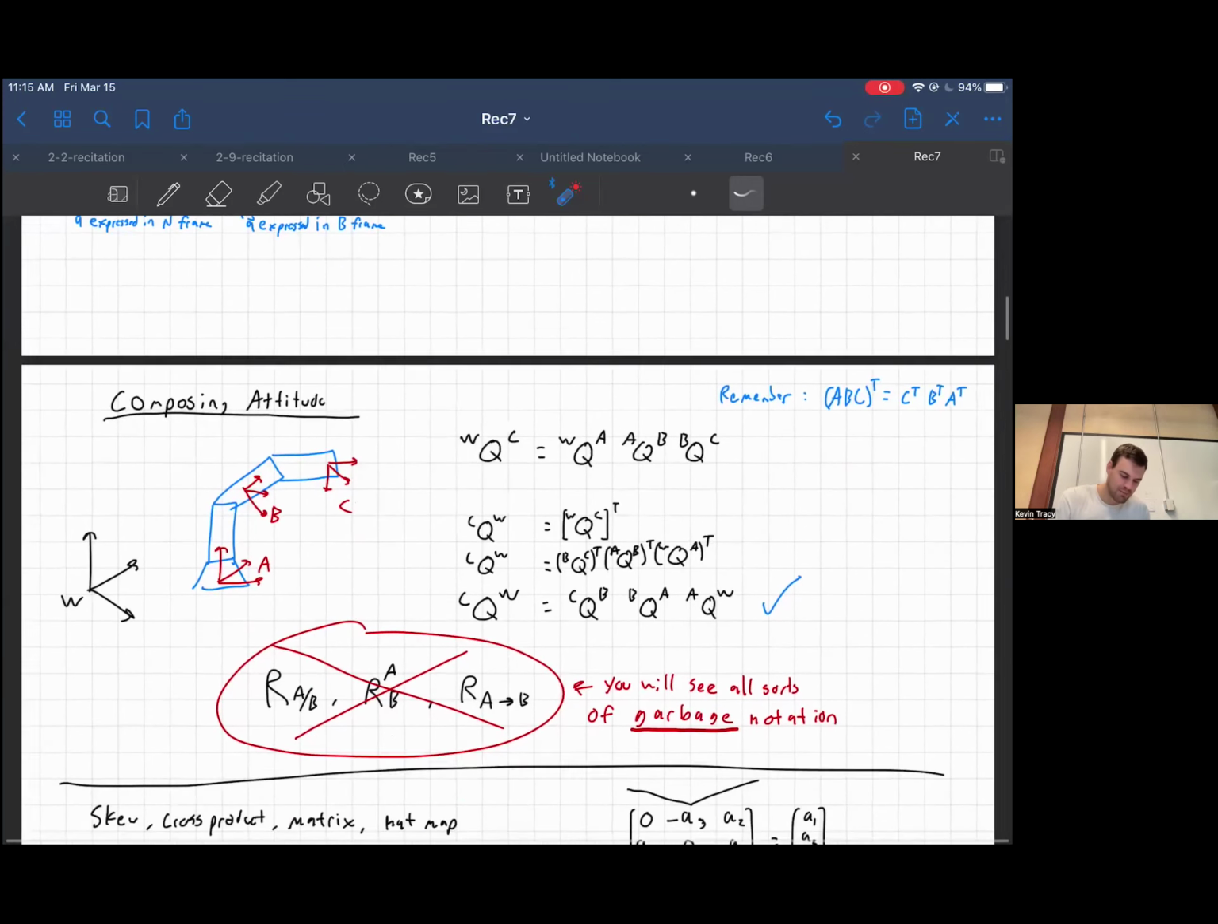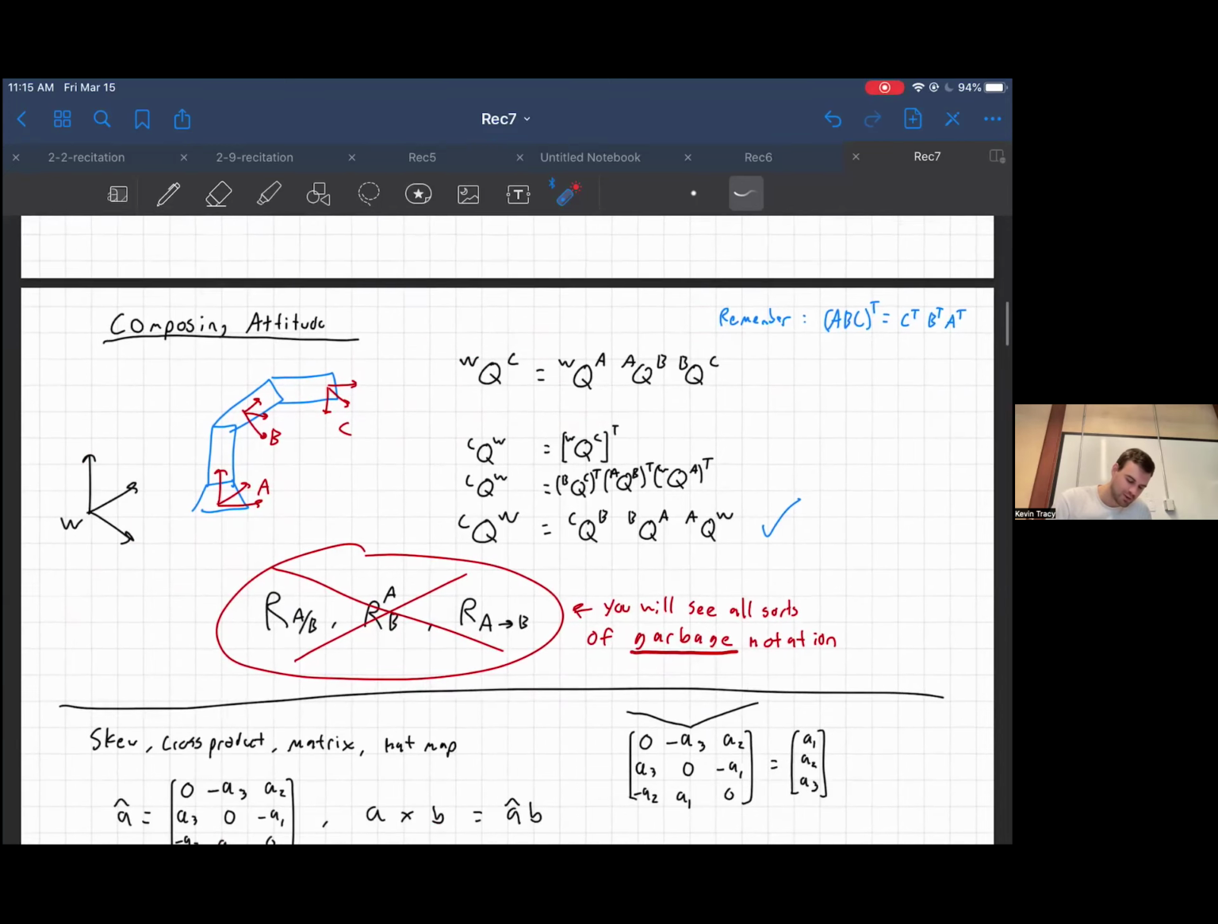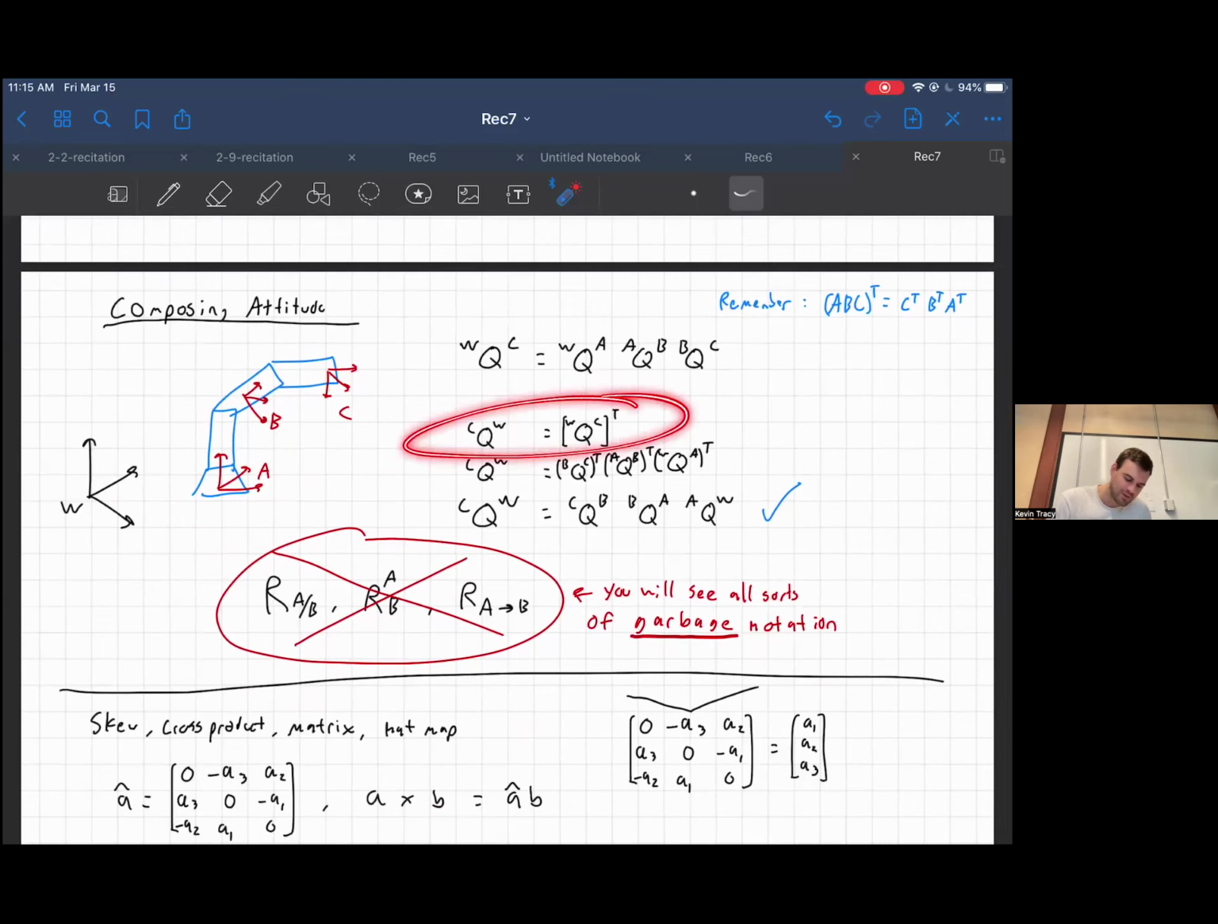Okay, then we talked about how to compose attitudes. So if I have a world frame, then an A frame, B frame, C frame, I can just link these things up with matrix multiplication, works super well. I also talked about how we can transpose this, and the same way that we transpose a chain of matrices being multiplied, we do the same thing and everything works out. So nothing should surprise us yet.